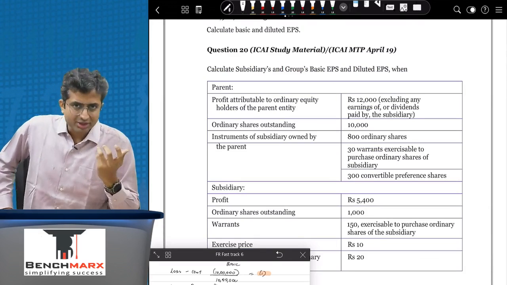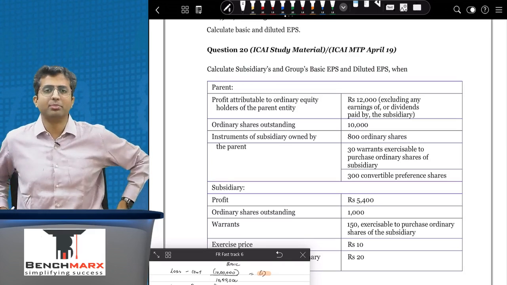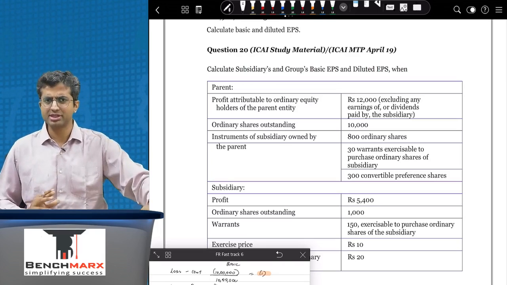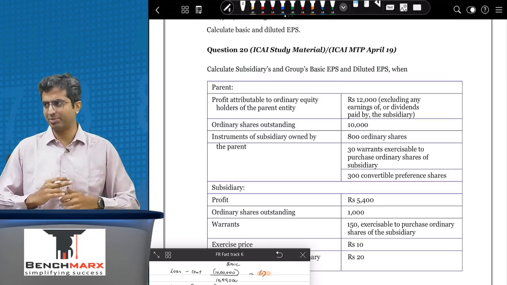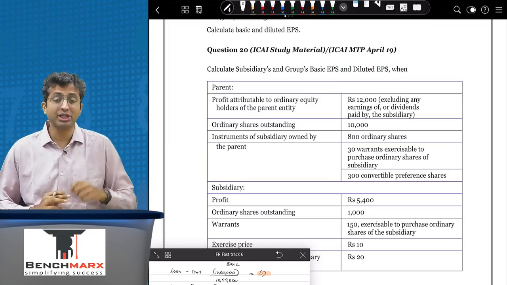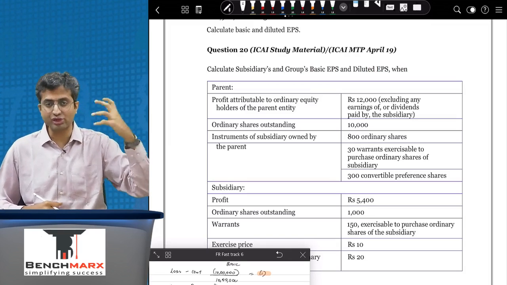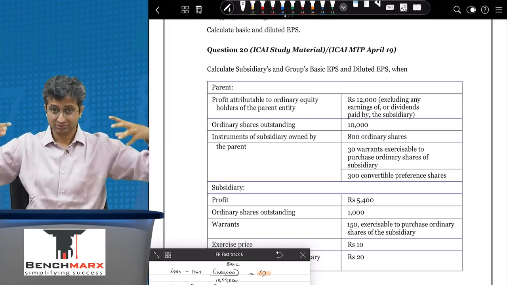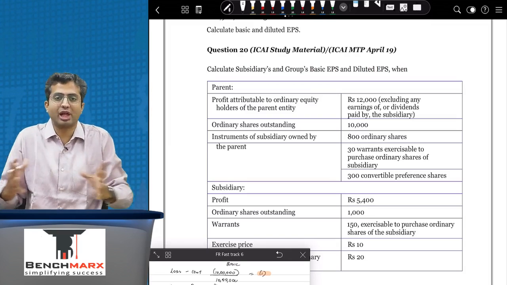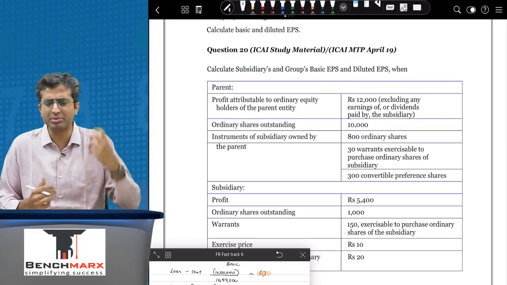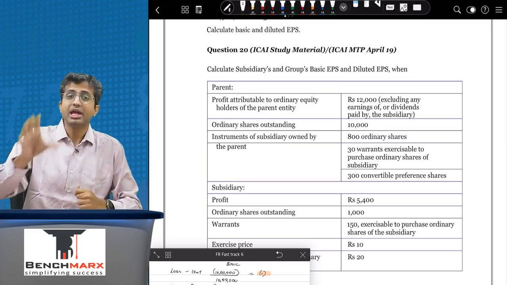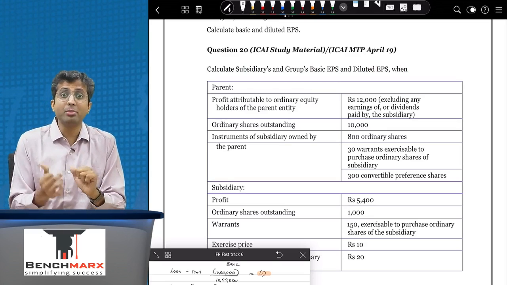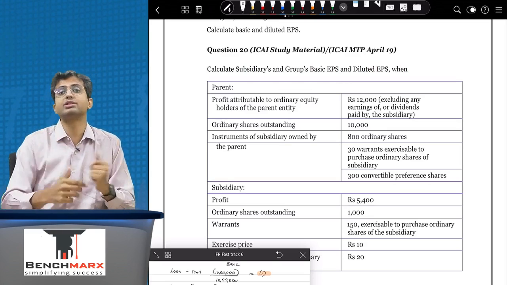So again, we have not done consolidation, but rather than waiting for completing consolidation, we can just try to apply the basic concepts and try to find the group EPS. So this is question number 20, where there is financials given about a parent, then financials given about a subsidiary, and then you have been told to calculate the group EPS. So what is group EPS? Group is a consolidated EPS where in the numerator you should take the consolidated profit and in the denominator you should take the shares. Now the question arises, whose shares?